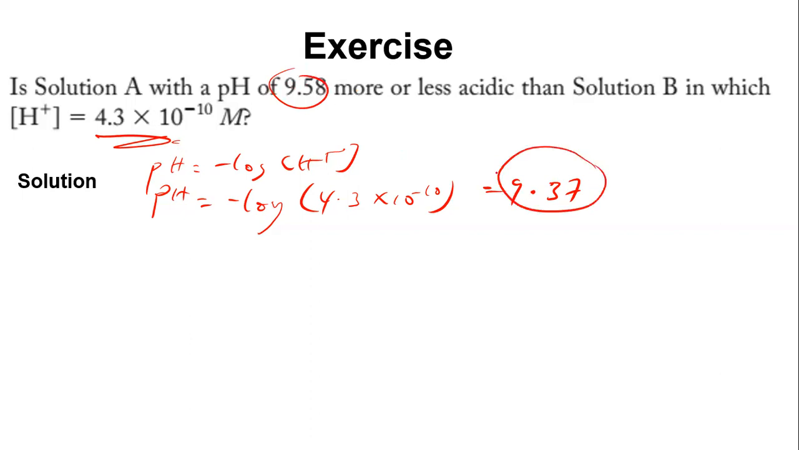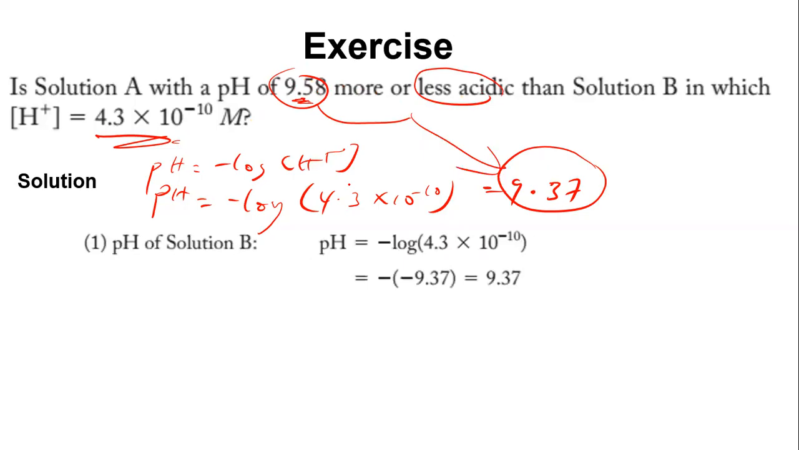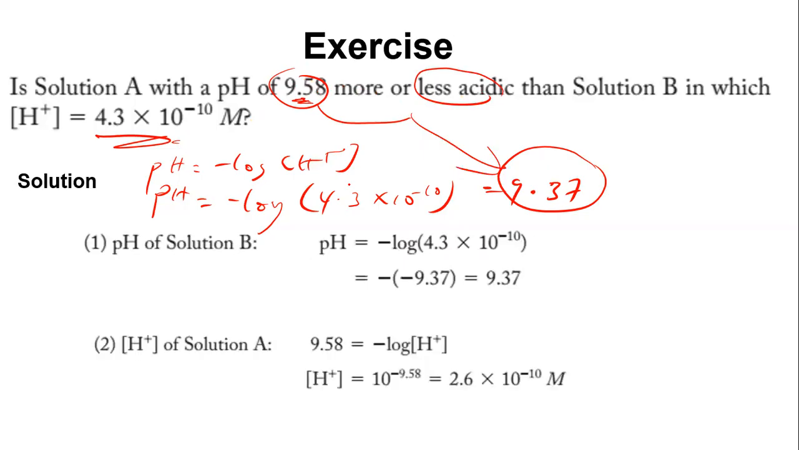The smaller number is the more acidic one, right? Good. So they are asking if this is more or less acidic. So then we can see that this is less acidic than this one. It is less acidic because it has a bigger number than it. Very simple. Very simple. Good.